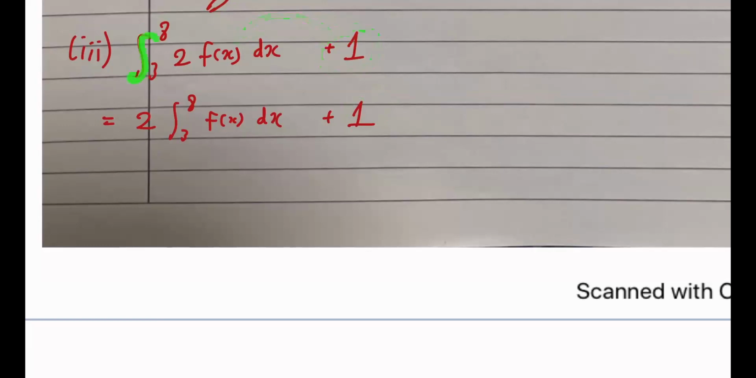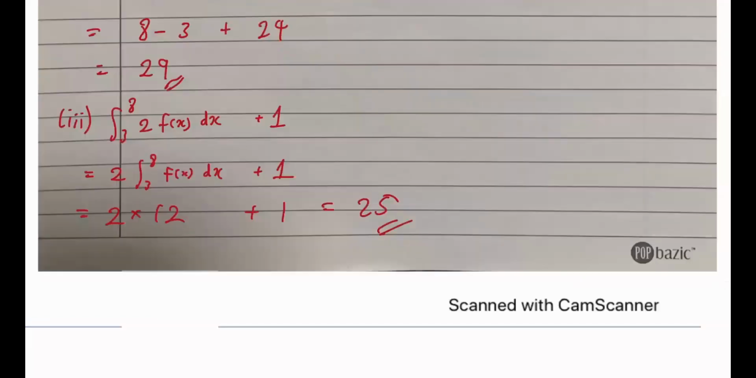See, the integral sign and dx, they are sort of like the head and the tail of the integral. So the plus 1 is clearly outside of the integral. So you don't go and integrate the 1. Okay, so what is the integral from 3 to 8? 25. Okay, it's 12 times 2, 24, plus 1, 25. Okay, next part, let's see.